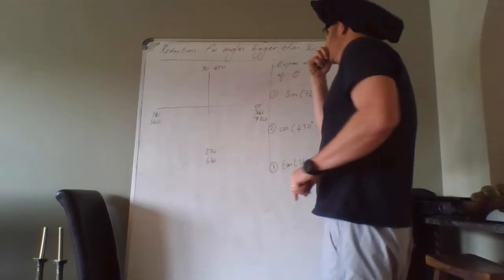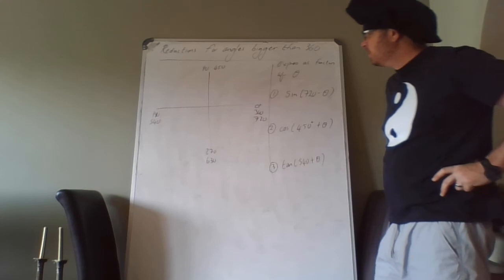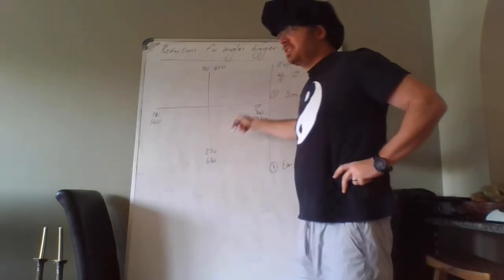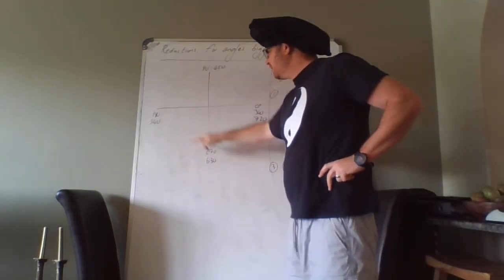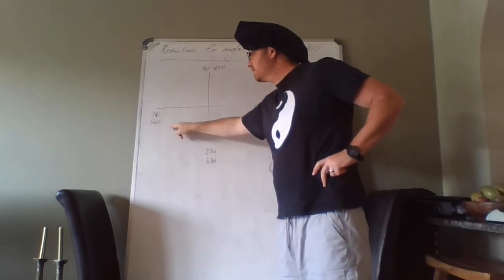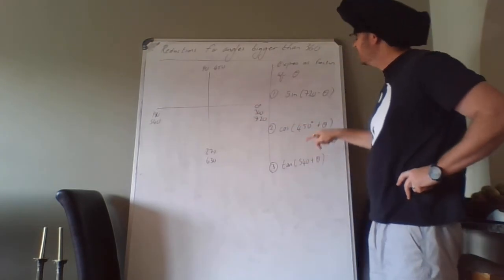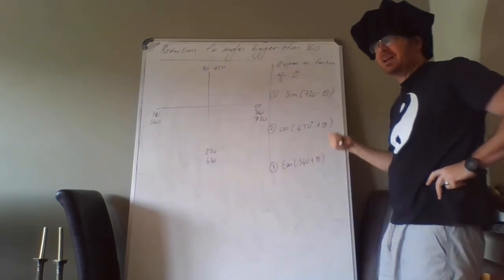Right, nearly there. Just one other thing: reductions for angles bigger than 360 degrees. All I do is work on the Cartesian plane once again. So I go 90, 180, 270, 360. If I keep going, plus 90 is 450, plus 90, 540, 630, 720, and you can keep going on like that. Once again, what I simply do is figure out where I am.